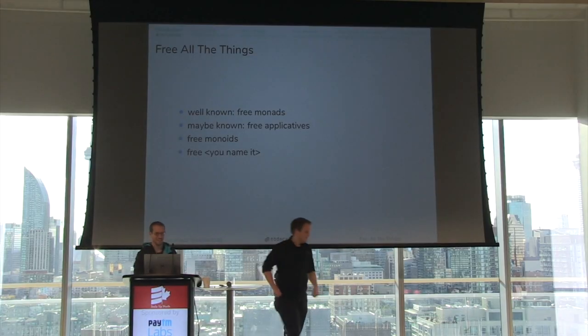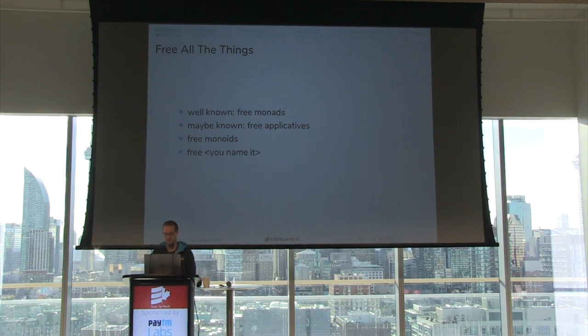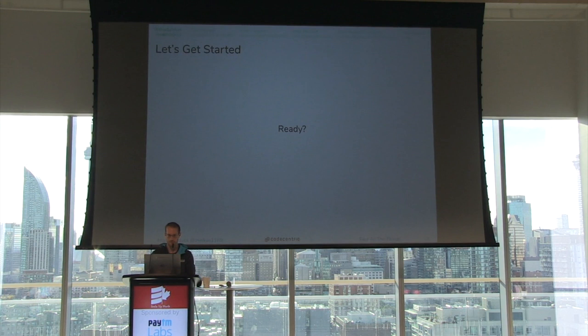Okay, so this was the slide, and actually there's a free version of almost any type class. So this talk will explain the technique on how you can derive a free X for whatever X might be. And we will apply this technique to different examples so you can see how we can derive free X. The takeaway for you, hopefully, is that it's a lot easier than you thought, and you can actually come up with a free version of some type class on your own. The source code is on GitHub. I will also have a slide with this link at the end again.